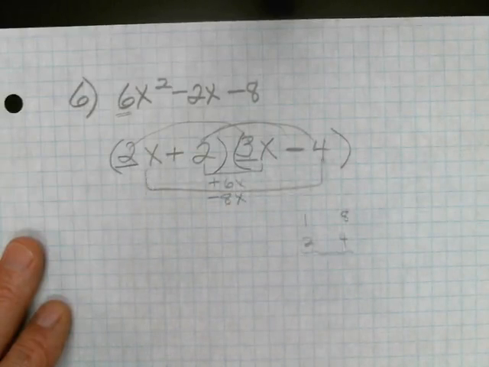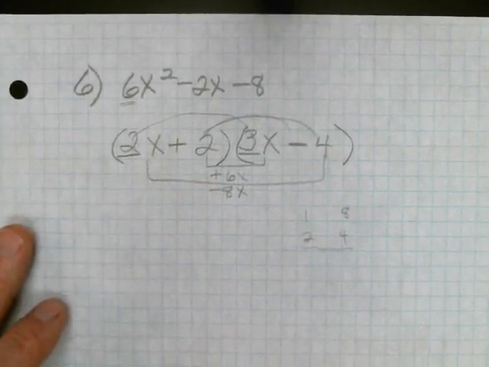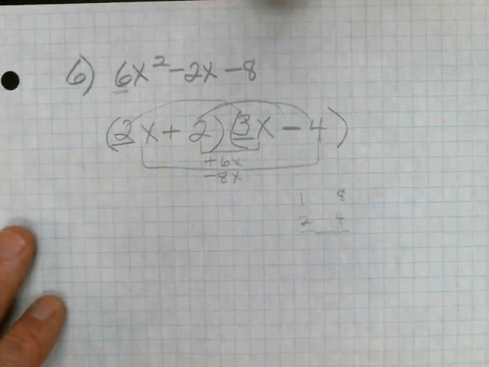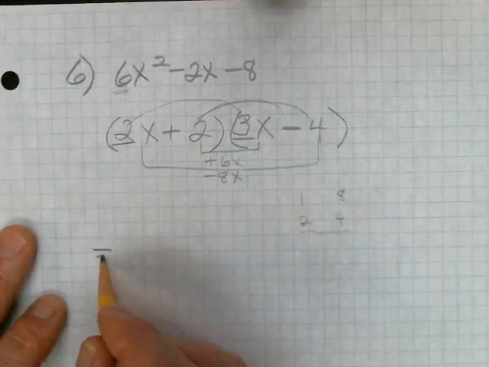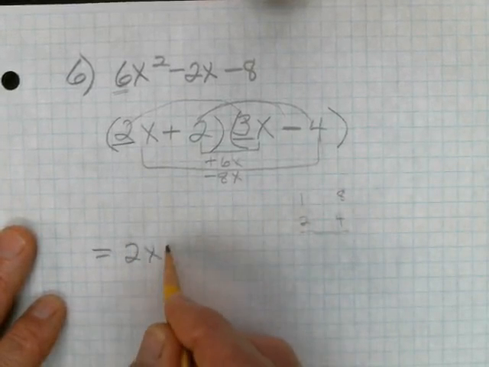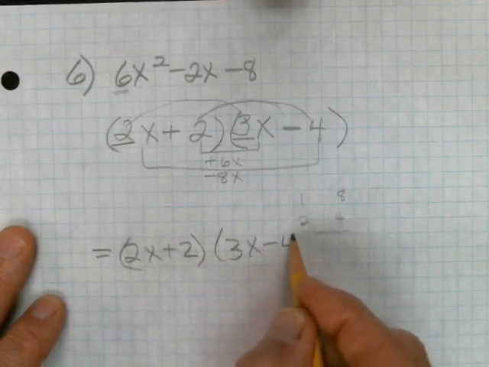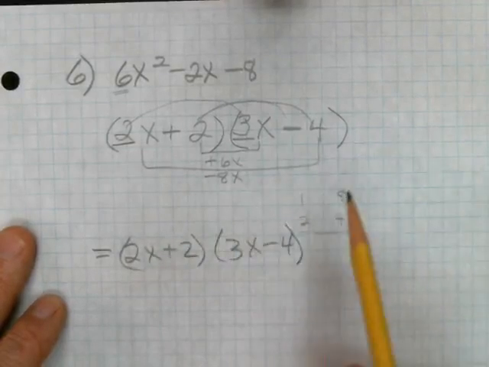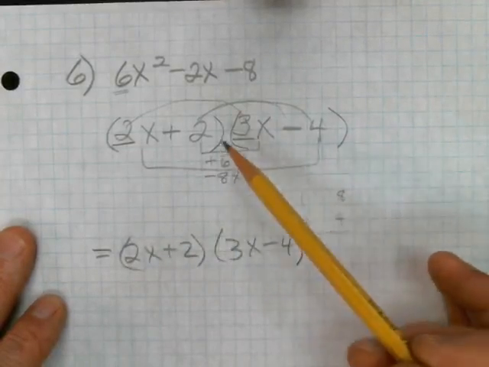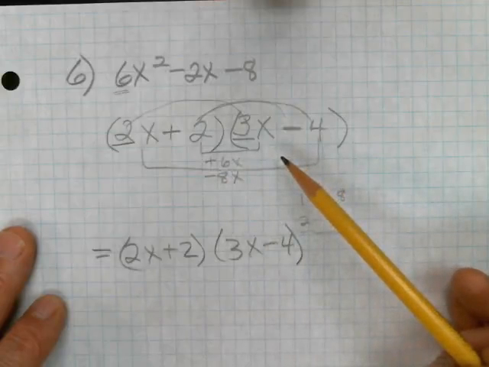We found it the first try. Not a very good example because usually you don't find it the first try. But we found it the first try. So our answer is, the factoring is 2x plus 2, 3x minus 4. But there's not a whole lot of different possibilities here. That's not a bad one to do guess and check.